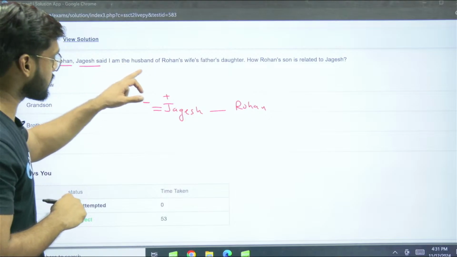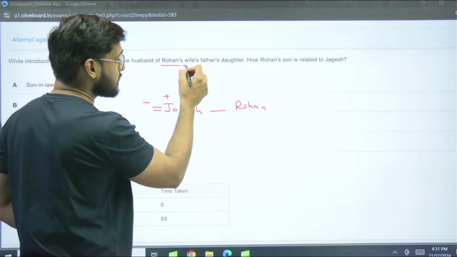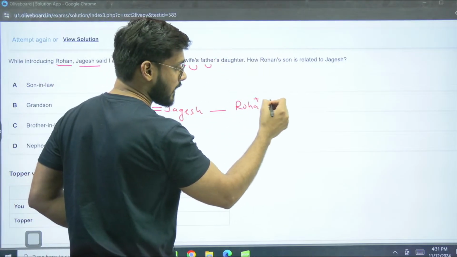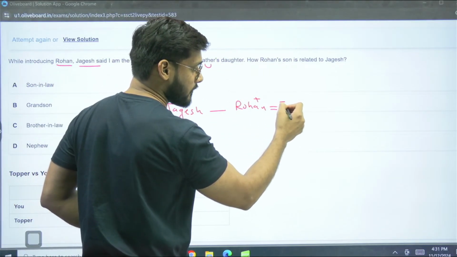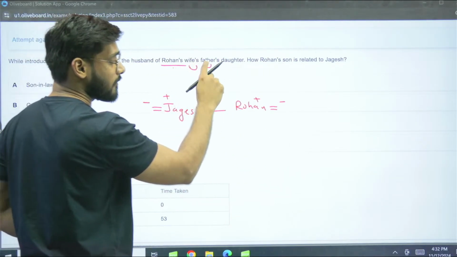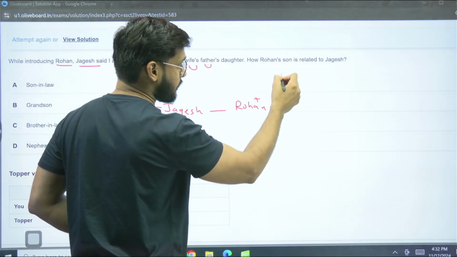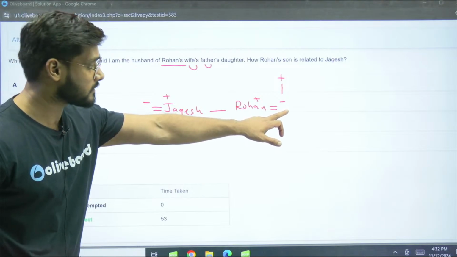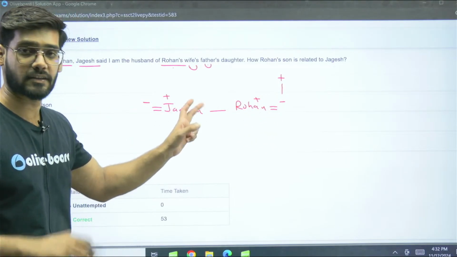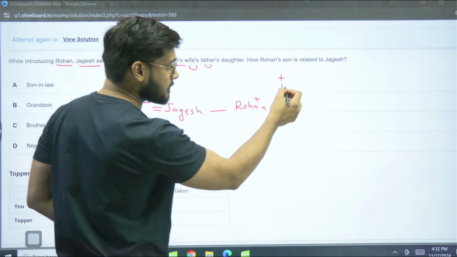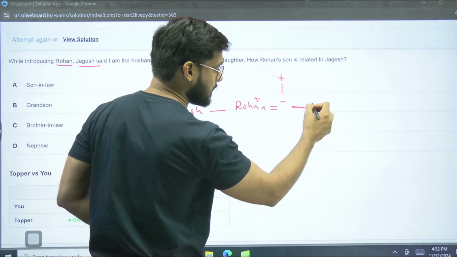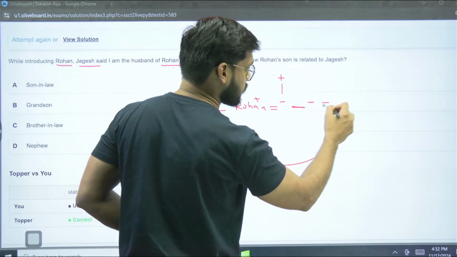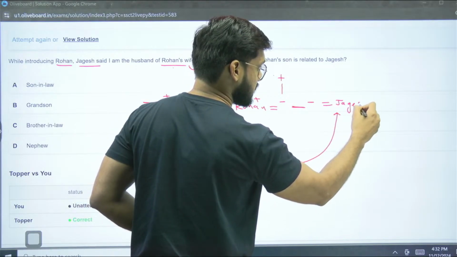Jagesh said, I am the husband of Rohan's wife's father's daughter. Rohan's wife means Rohan will be male and his wife will be female. Rohan's wife's father's daughter means this, not this daughter, because this daughter cannot have two husbands, Rohan and Jagesh, both are different. So this person will have two daughters and the second daughter will be married to Jagesh, right?